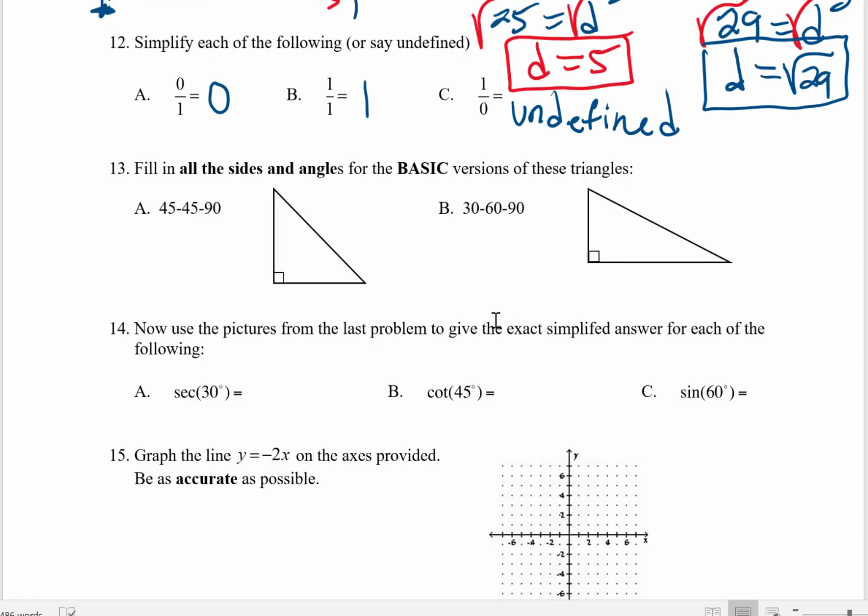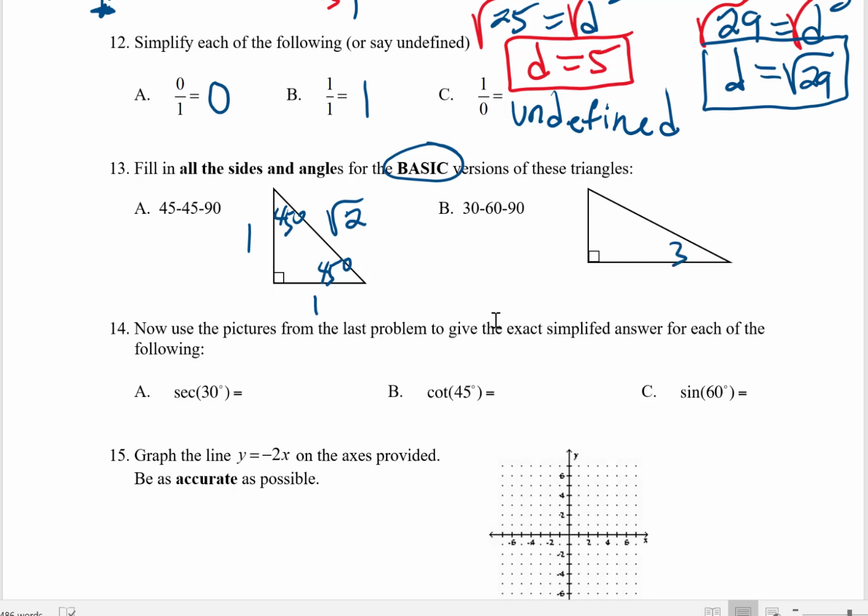Problem 13, we've got a 45, 45, 90 triangle here. The sides always come in the ratios x, x, and x square root of 2. I'm just trying to fill out the basic versions though, and so I'll use 1 for the legs, meaning the hypotenuse is just square root of 2.